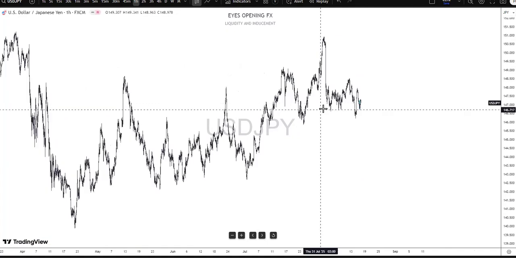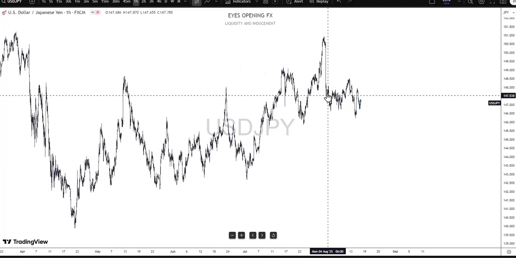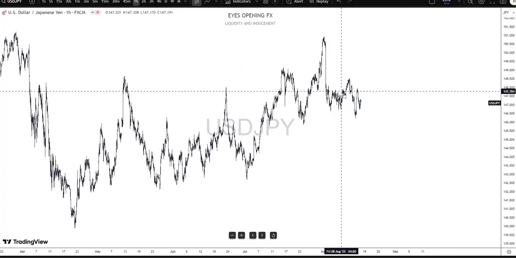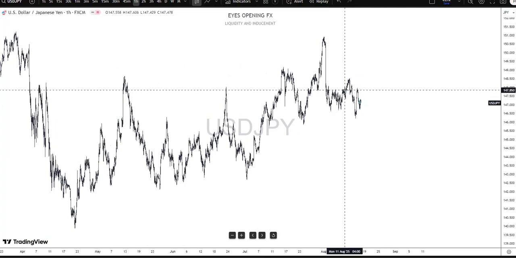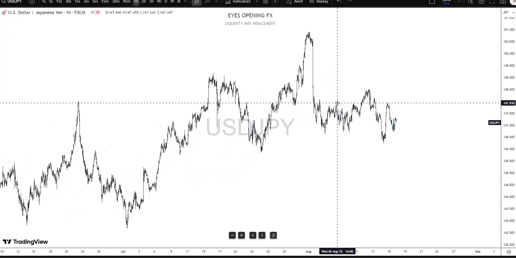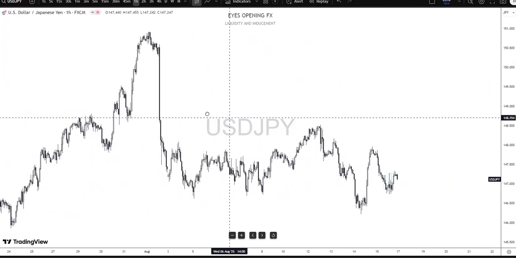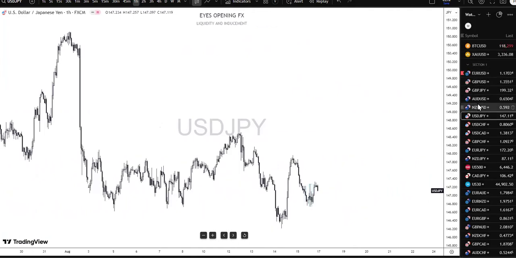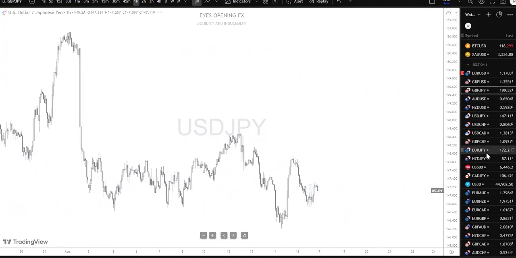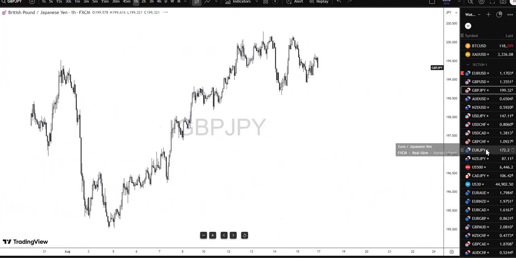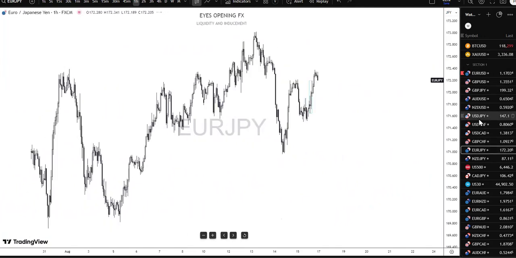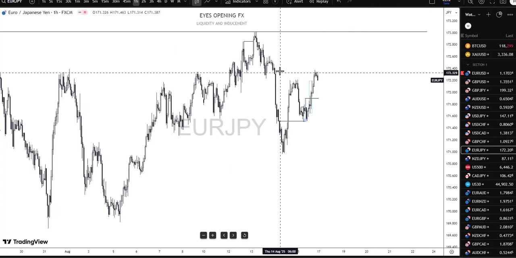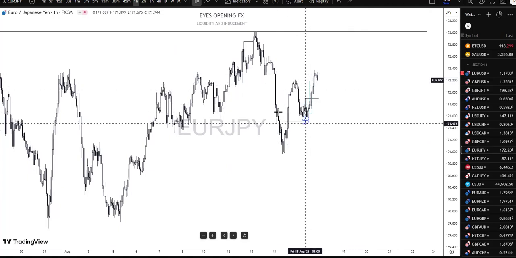On USD JPY, with the weakness on USD and JPY gaining strength, both from monetary policy and the COT report, this simply means that we'll be looking for bearish expansion on JPY pairs. Let's say, for example, GBP JPY, Euro JPY, and possibly USD JPY.